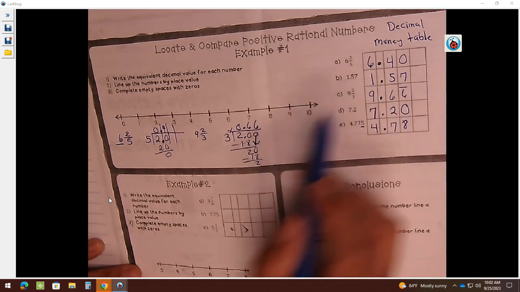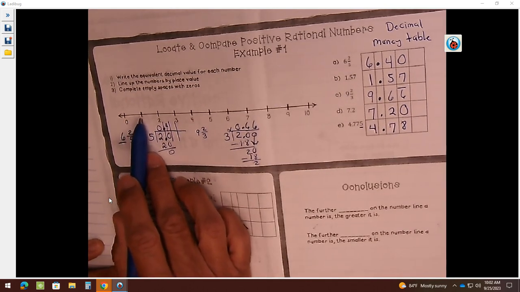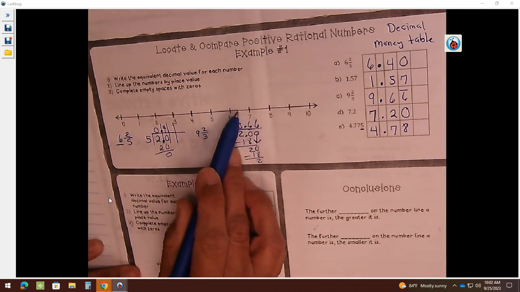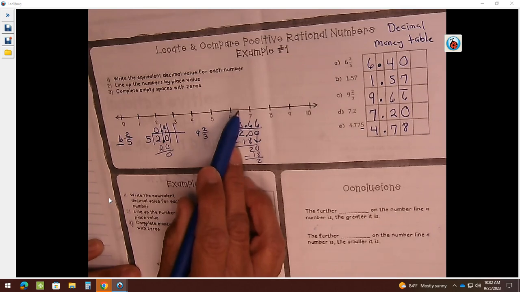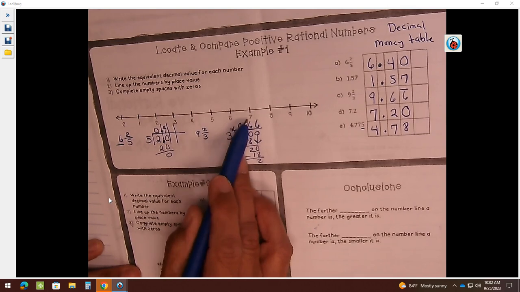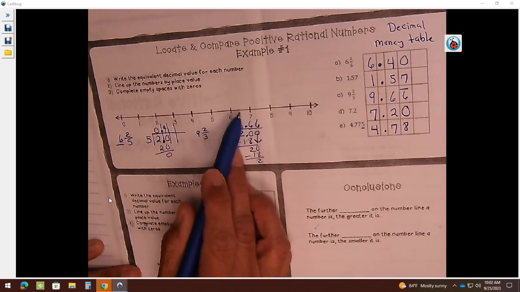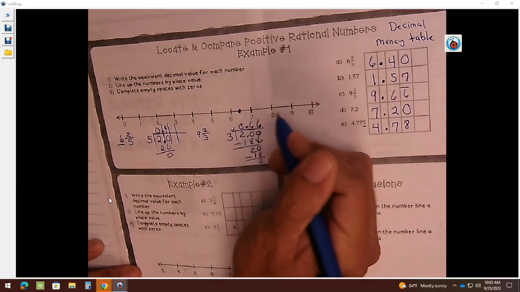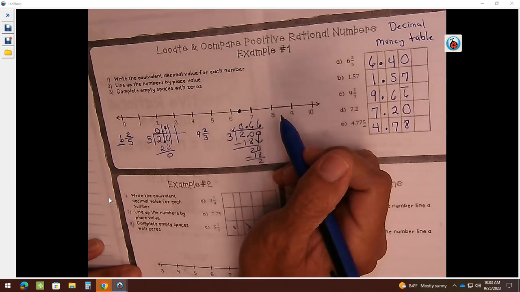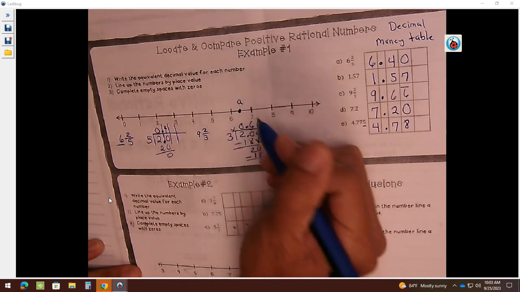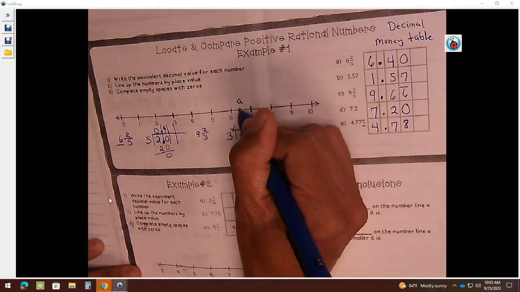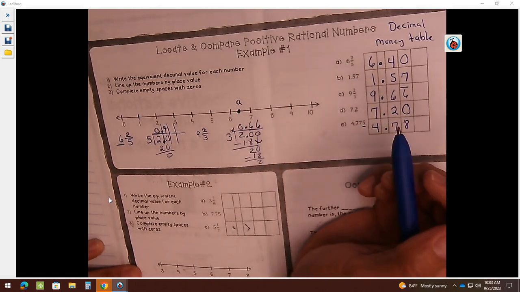So let's start with $6.40, starting from 0. Tell me when to stop. It's going to be before the half, right? What would be the half? 50 cents. No, in this case it's $0.50 because we're dealing with dollars. So if we want $6.40, it'll be a little bit before the half. And what point is this? Point A. Remember, it's a closed point. You better not leave them open.